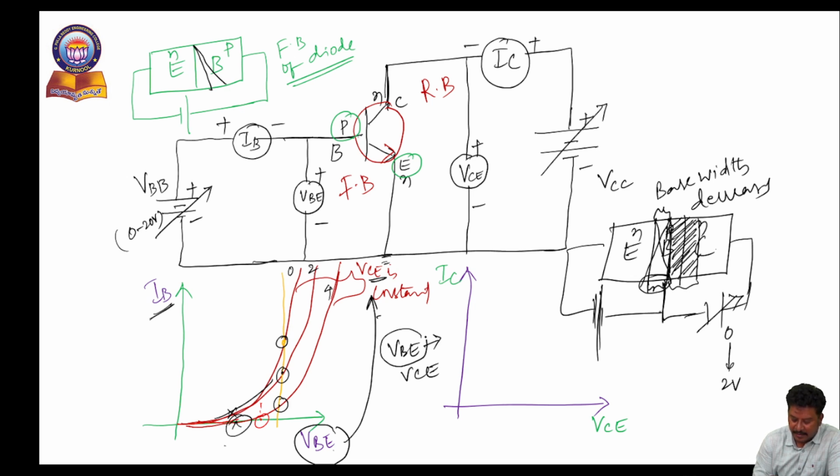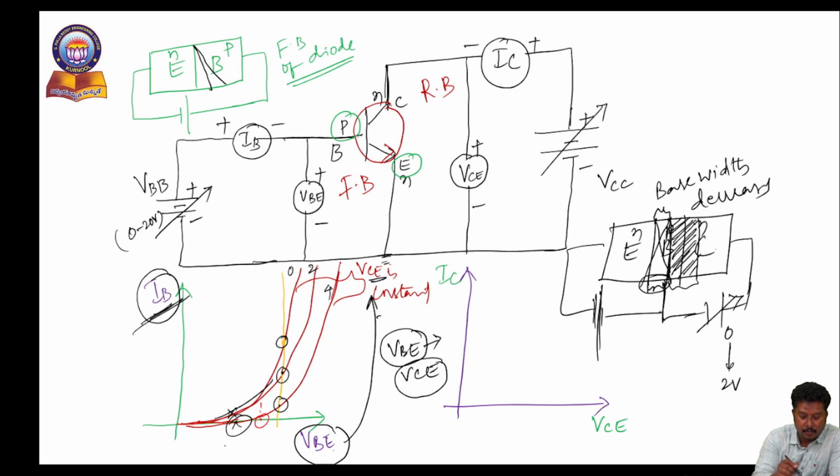VB is a dependent parameter, VCE is an independent parameter, and IB is also an independent parameter. So by observing these input characteristics, we should not conclude that IB is depending upon the VCE. IB obviously varies because the base width will be changing. That is not depending. Why?